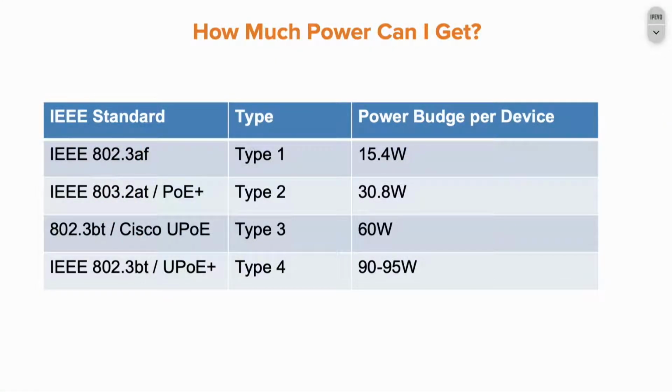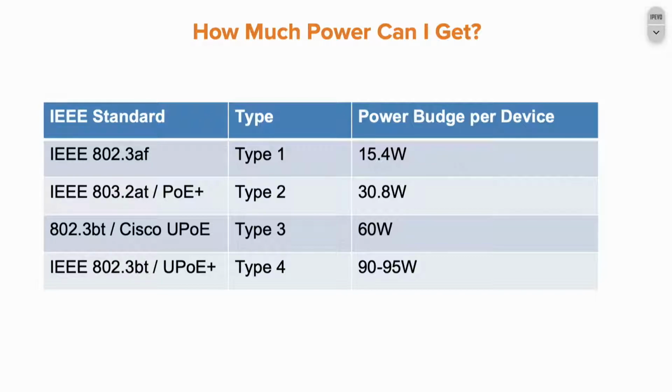So how much power can you get from power over Ethernet? Well, as I mentioned, the standards have evolved over time. So the original standard, 802.3af, supplied up to 15.4 watts for the powered device. And the latest standard, which is 802.3bt, which also goes by the name of UPoE+, that's Cisco's proprietary way of implementing 802.3bt, can supply up to 90 to 95 watts per powered device.